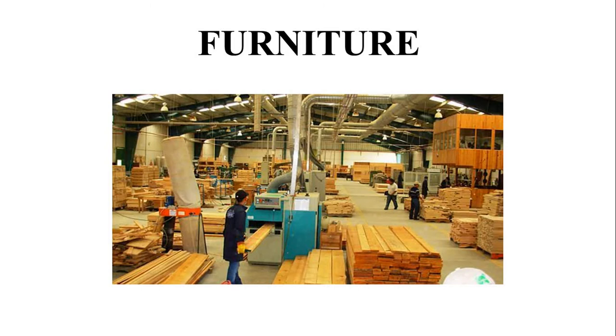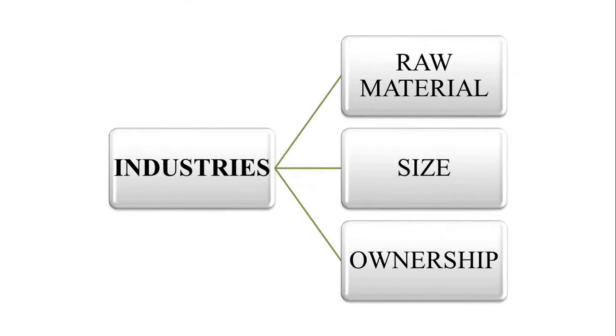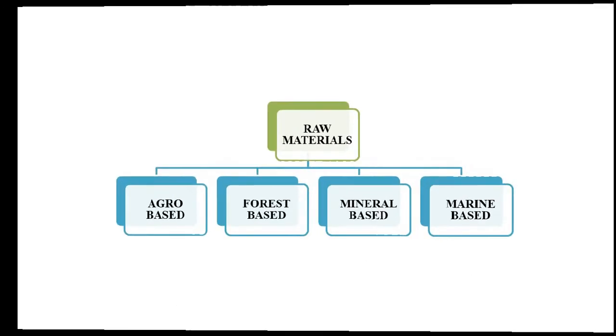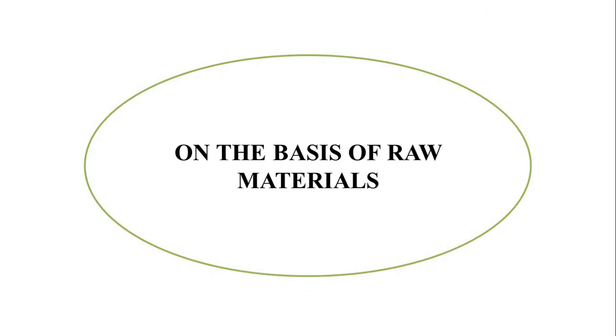Let us now discuss the classification of industries. Industries can be classified on different bases. They are on the basis of raw material, on the basis of size, and on the basis of ownership. If we talk about the basis of raw materials, industries can further be classified into agro-based industry, forest-based industry, mineral-based industry, marine-based industry. So let us now discuss classification of industry on the basis of raw materials.